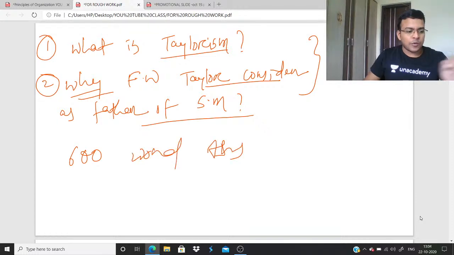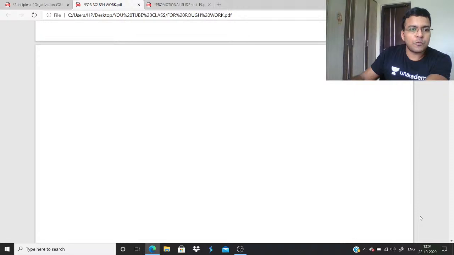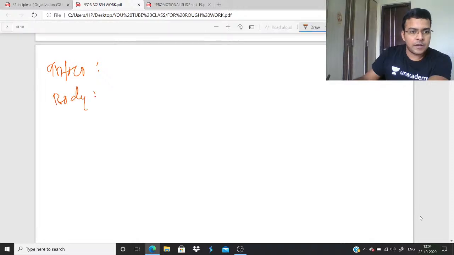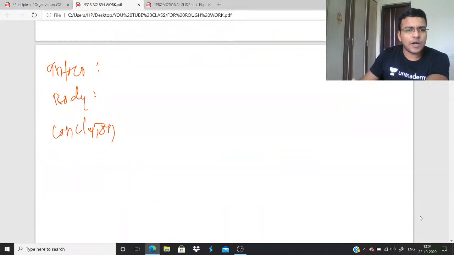Clear. So your answer will be composed of three parts: introduction, body and conclusion. Clear. Introduction, body and conclusion. You can see the question, what is Taylorism, on what ground F.W. Taylor is considered as father of scientific management? So you need to write this question in three parts: introduction, body and conclusion.